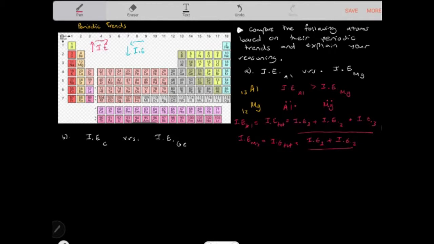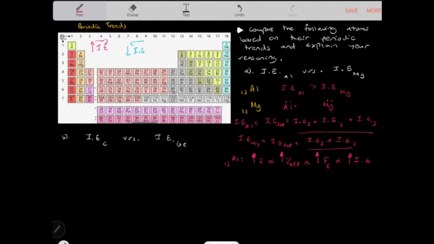But if we look at our trend here, we can take a look at aluminum 13, and notice that the atomic number is greater. Because the atomic number is greater, the nuclear charge is greater, and the effective nuclear charge is also greater. Because the effective nuclear charge is greater, the force of attraction is greater, and so the ionization energy is going to be greater. So you need more energy to take away the electrons from the nucleus, right?